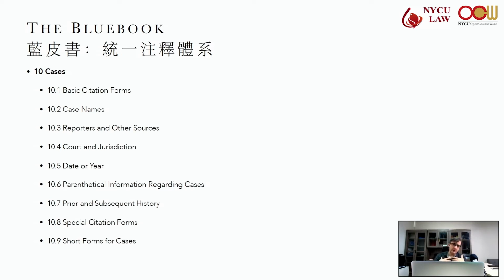Now, sometimes a jurisdiction will adopt a format different than what Blue Book recommends, and Blue Book recommends using that format rather than the Blue Book format.